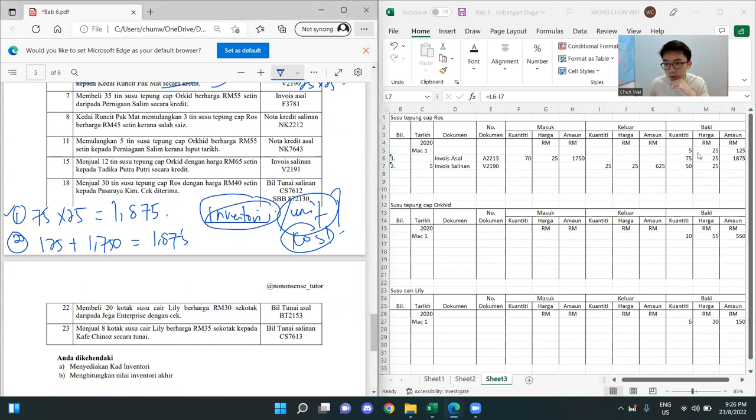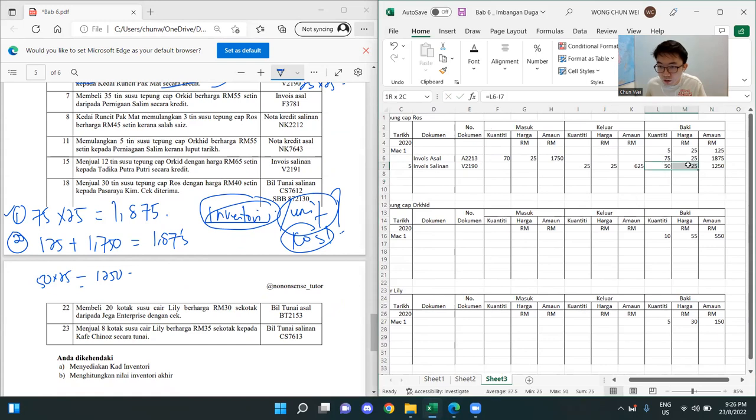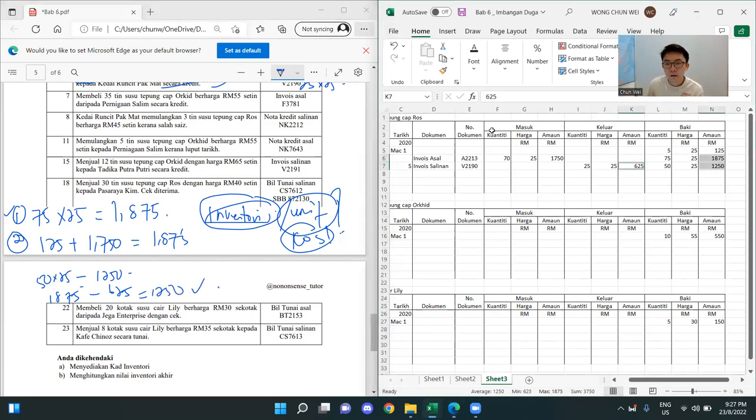You can either use the times method, meaning use 50 times 25. You get how much? 50 times 25, you get 1250. But if you don't want to use times, you can use 1875 minus 625. It's the same thing. 1875 minus 625, you get 1250. Clear or not? If yes, you give me a clear C. Type C in the chat box if you are clear. Right? Okay. So continue. Clear?